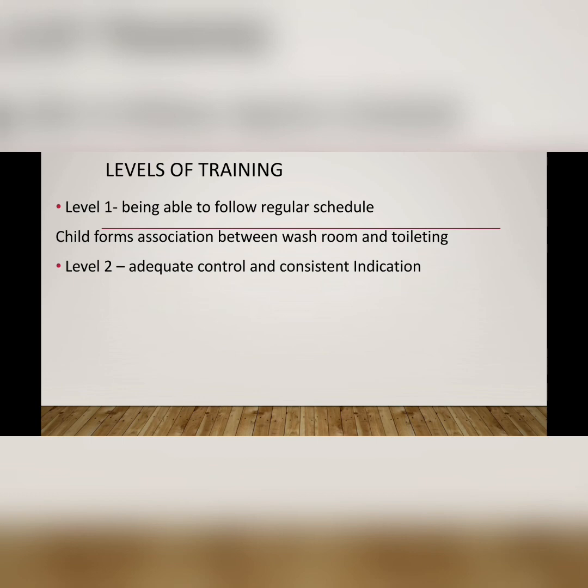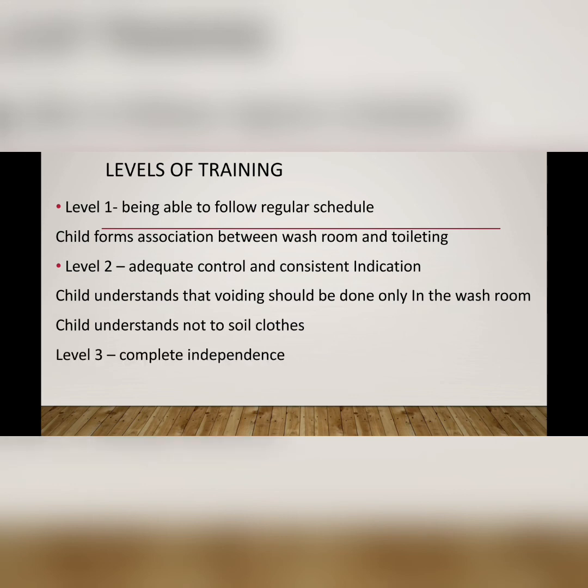And next level is level 2, where the child has adequate control and consistent indication. The child understands that voiding should be done only in the washroom. It should not be done anywhere else, or he should not soil his or her pants. So all this understanding comes at this level, and the child is able to consistently indicate and has better control. Then comes level 3, where the child is completely independent. As we already discussed, the child is able to perform the act without the help of anybody.